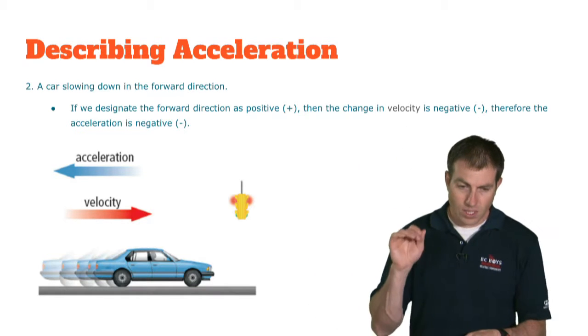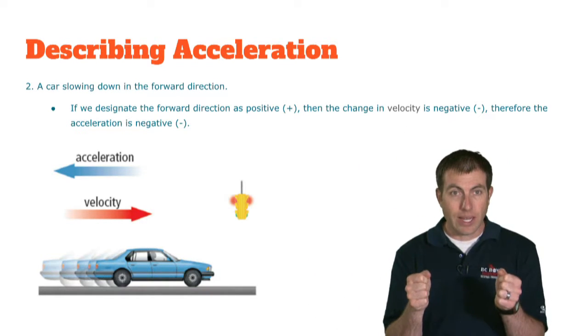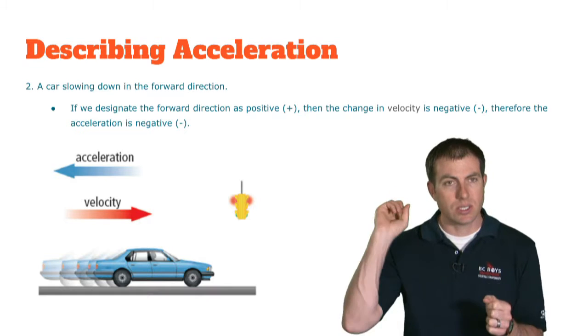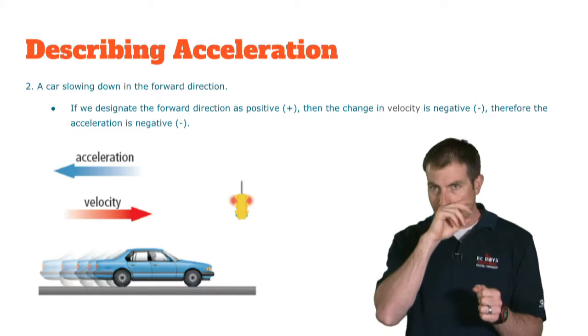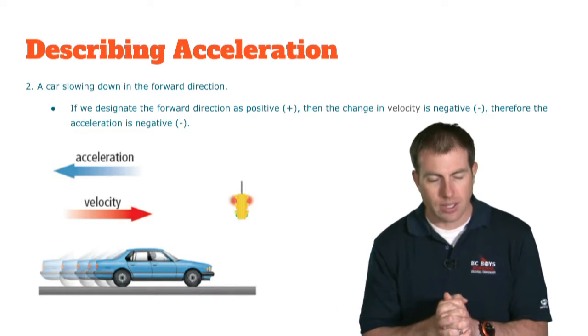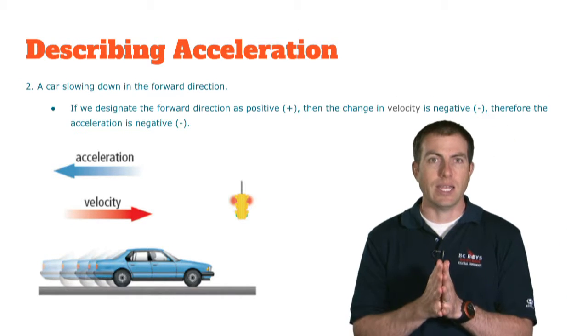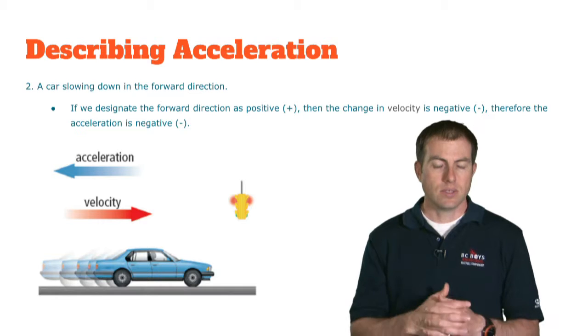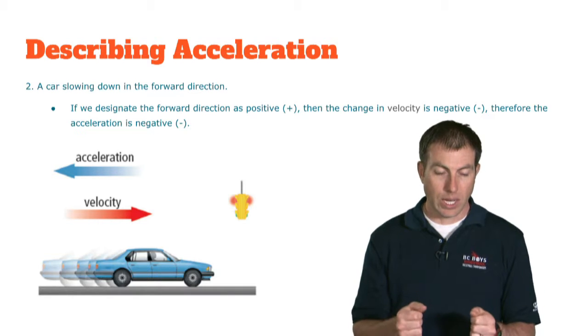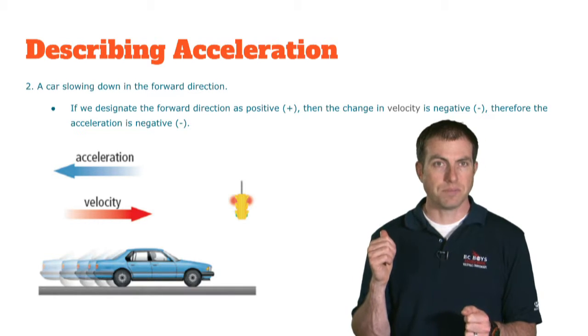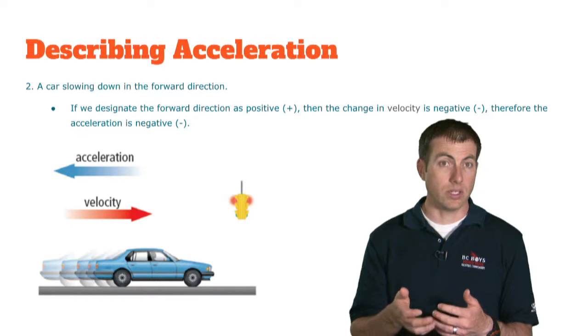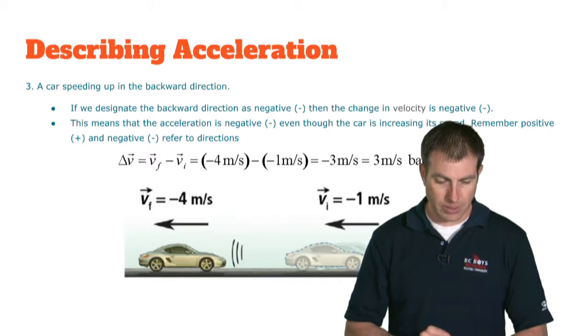So I'll say that again. When you're moving forward and you're slowing down, that means your acceleration is actually negative. And remember that the negative signs with velocity and acceleration don't indicate anything other than a direction. So if you slow down, your acceleration is negative, because if it was positive, you'd be speeding up. Think about it that way.